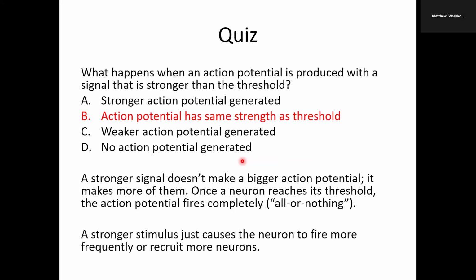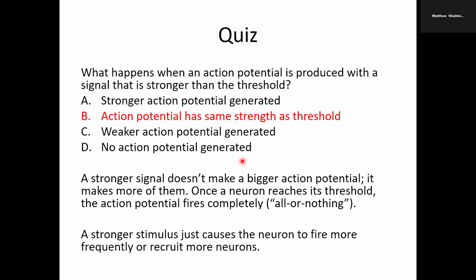The action potential has the same strength as the threshold. So just because the signal is stronger, I've cut your finger off versus I've poked you, doesn't mean it's going to have a bigger action potential. Remember, it's all or nothing. It's on or it's off. Once that threshold is reached, it fires the signal.